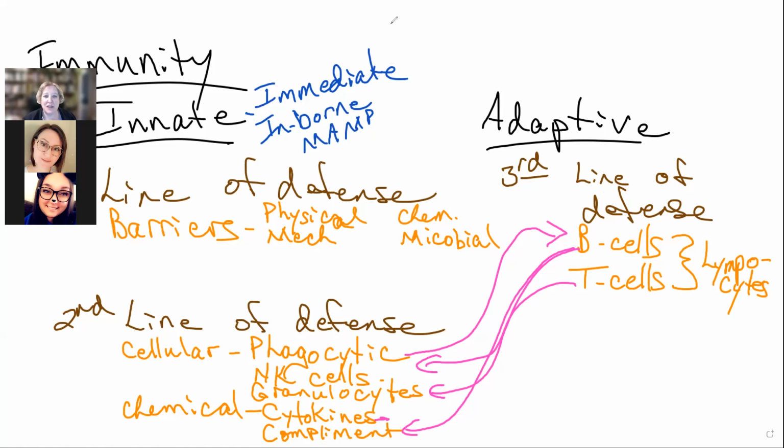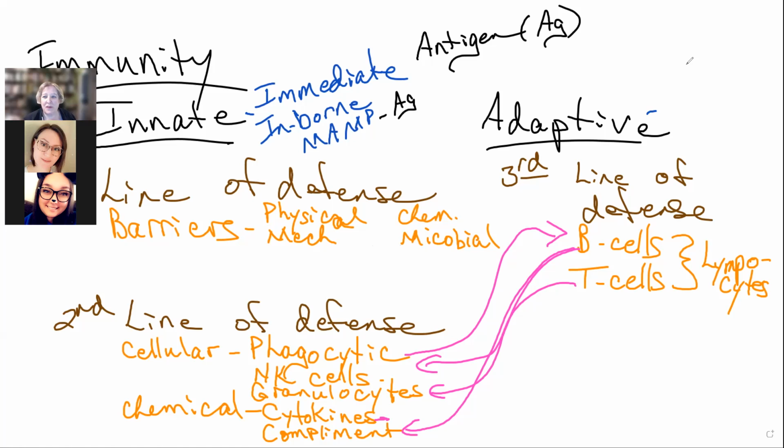By the way, now is as good a time as any to introduce you to a term that is in your reading, but like I said, repetition is good. And that is antigen, which I'm going to abbreviate as AG. An antigen is anything that will stimulate an immune response. So these MAMPs are a type of antigen. They're antigens that your innate immune system will respond to because it sees them as foreign.